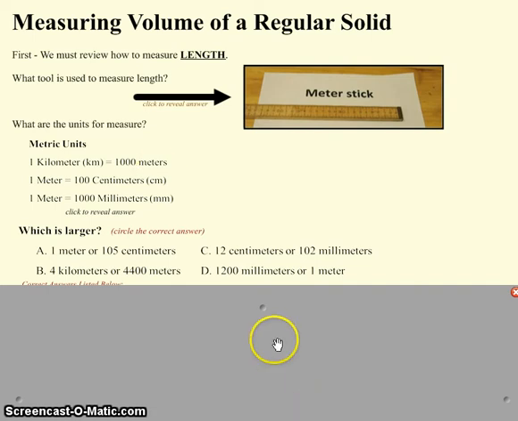So, let's take a moment to answer the first question below. It says, which is larger? 1 meter or 105 centimeters? 4 kilometers or 4,400 meters? 12 centimeters or 102 millimeters? Or 1,200 millimeters or 1 meter? Which of these would be correct?